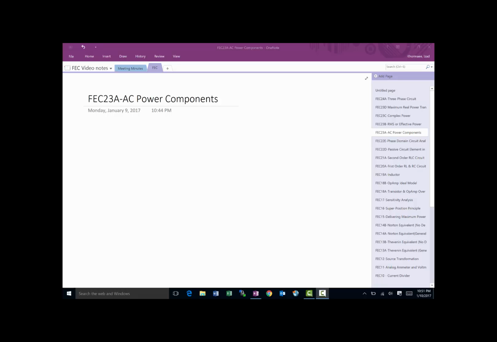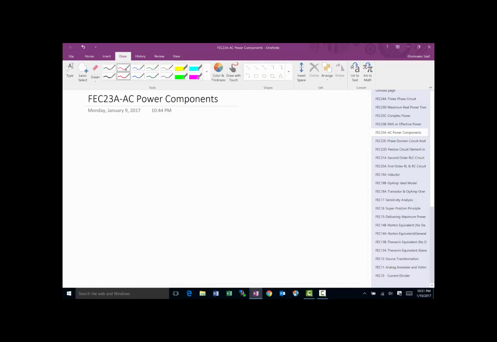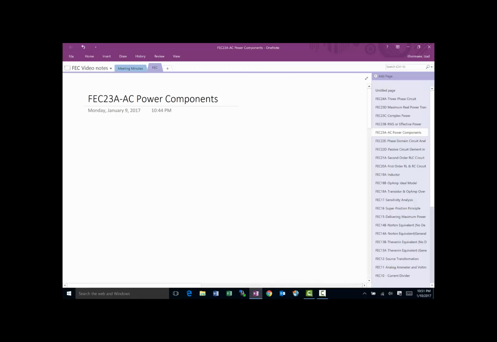In this video, we're going to focus on power calculation and the components of AC power. Our focus is in calculating power and creating a power equation that allows us to understand what the characteristics of the powers are.